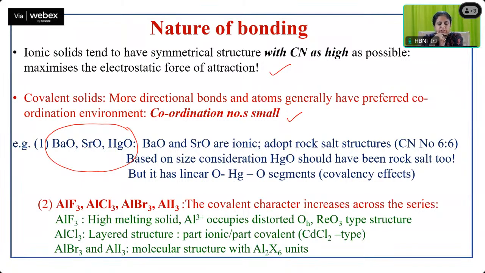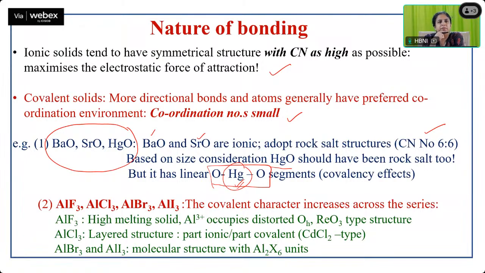Now, barium oxide and strontium oxide are ionic. They adopt the rock salt structure. Coordination number is 6:6. Based on size consideration, even mercuric oxide should have been rock salt too. But it occurs as linear O-Hg-O segments in its crystal structure, and that is only because this particular ion tends to have more covalency in its bond with oxide as compared to barium and strontium. So this is what we call the covalency effect.